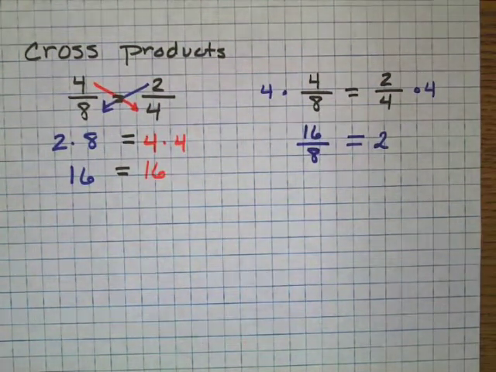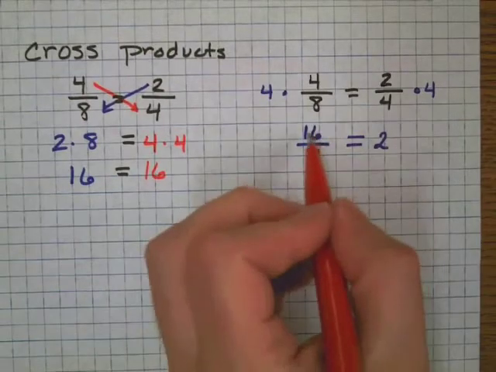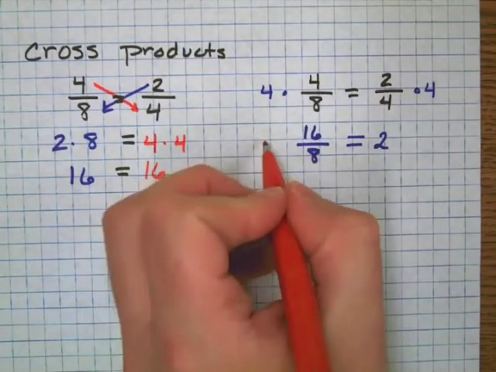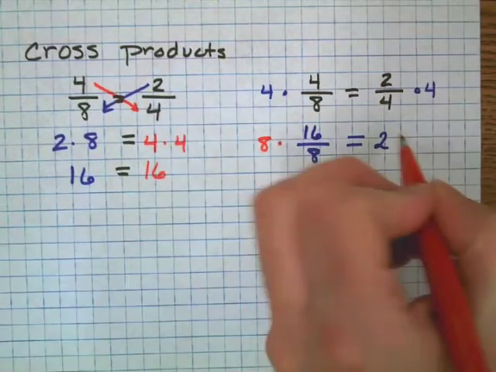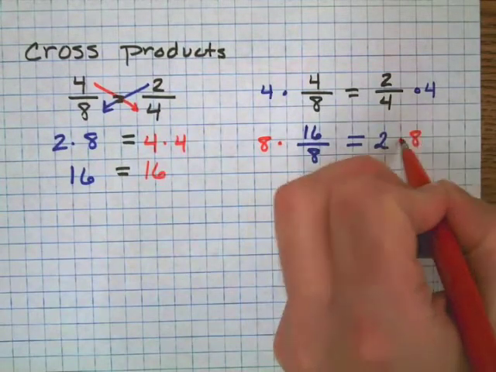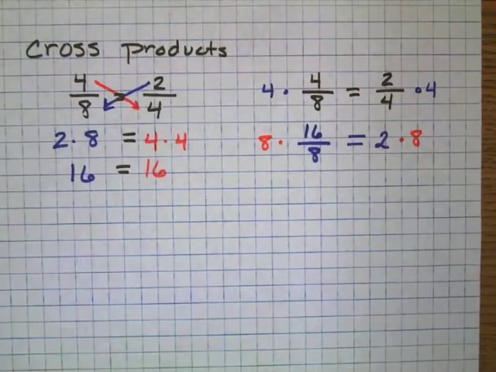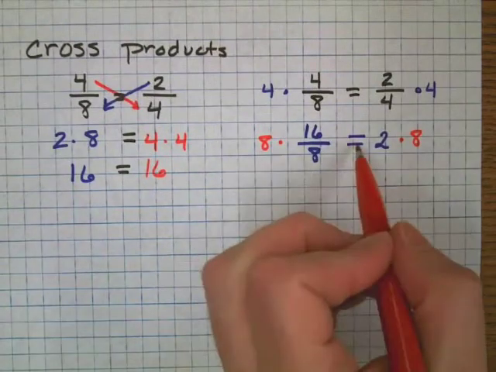But let's take a look now. I want to get rid of that 8 though. I just want the 16 by itself. And I could just do the division, but I'm going to do it this way. I'm going to multiply both sides by 8. So I'm going to keep this balanced. If I do it to one side, I do it to the other. As long as I'm doing the same thing to both sides, I'm keeping this in balance.